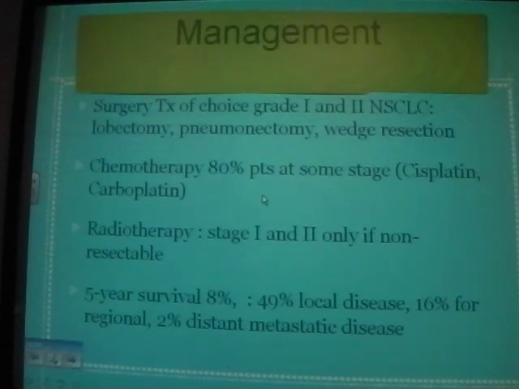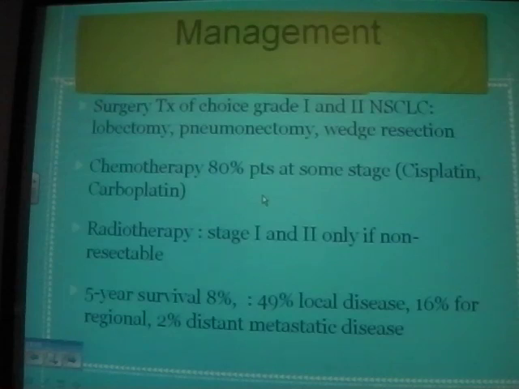Management: surgery is still the treatment of choice for grade 1 and grade 2 tumors. This can be a lobectomy or pneumonectomy, but that's something we'll learn further down the line. We won't really be dealing with it as FY1s, but it's good to know. And the vast majority of patients at some point will require chemotherapy at some stage of the treatment. Radiotherapy can be offered as a first-line treatment only if the tumor is non-resectable, because resecting the tumor is still a priority, getting rid of as much abnormal tissue as we can.